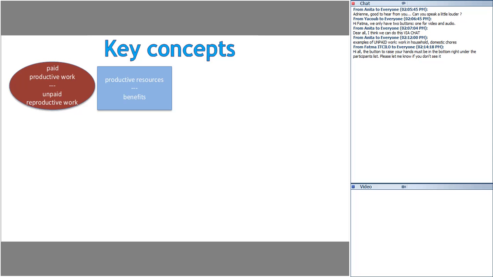Okay, great. Yes, productive resources are the materials or inputs that we need in order to engage in paid productive work. And by the way, let me tell everybody, you don't need to take notes or worry about remembering what we're saying now, because in this presentation I have given you all the definitions in the notes section of this PowerPoint that I'm showing. So please just listen now, and you can go back and look at the definitions.